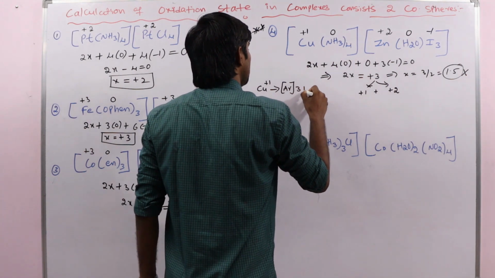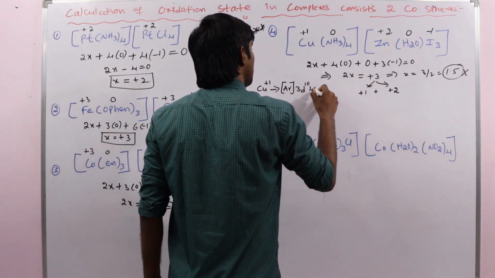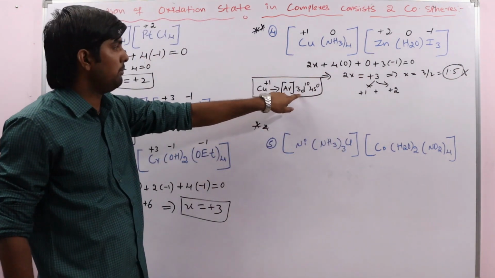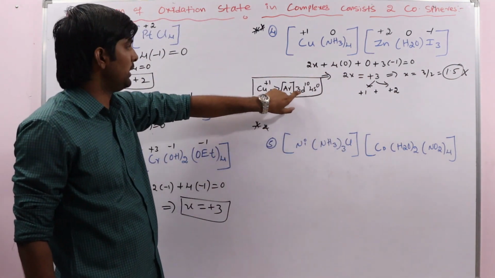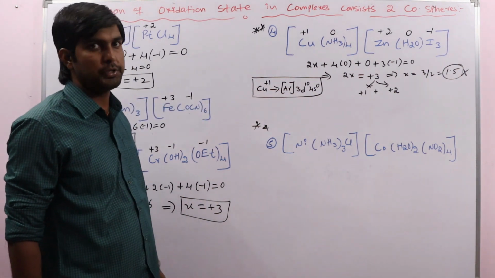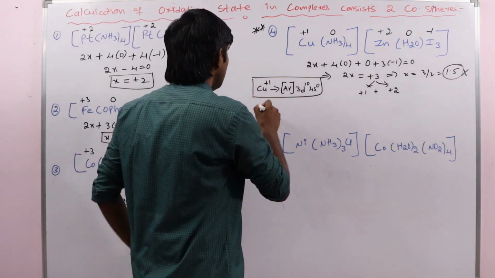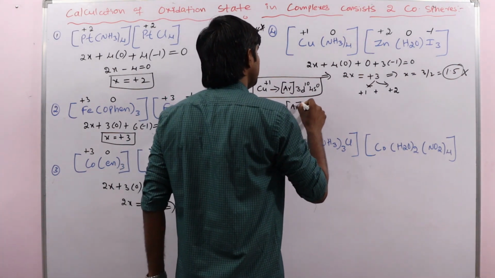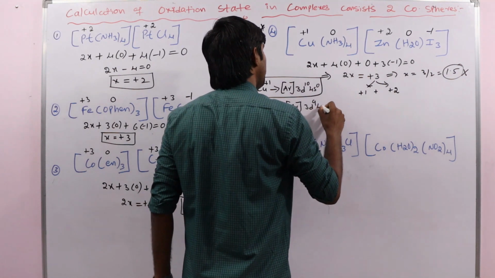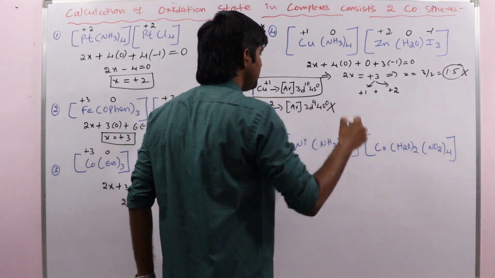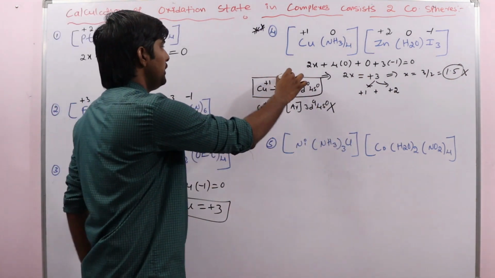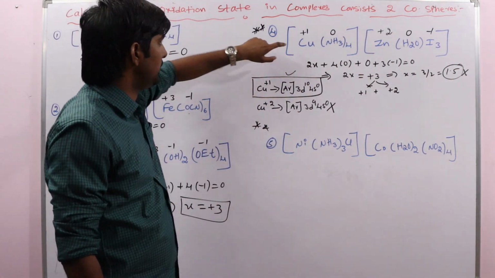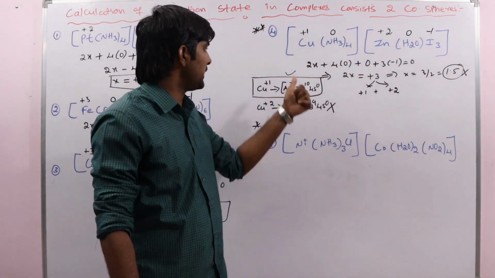Argon 3d10 4s0. See here we have a completely filled d orbital, so that's why this configuration is more stable. Suppose if you write Cu+2, then we get argon 3d9 4s0, but this is less stable. So this is the more stable configuration, so that's why copper exists in the +1 oxidation state.